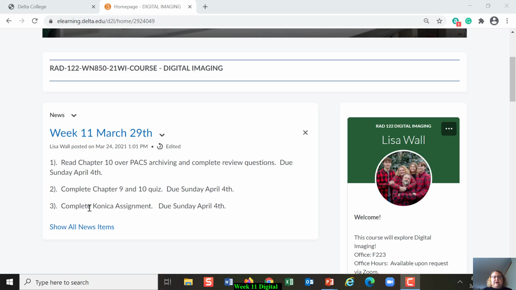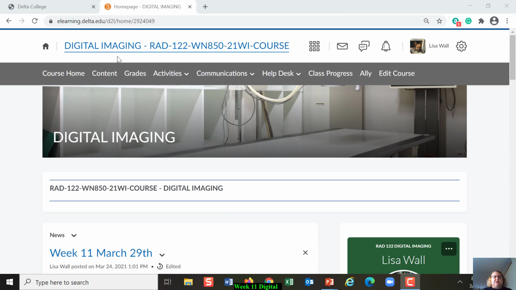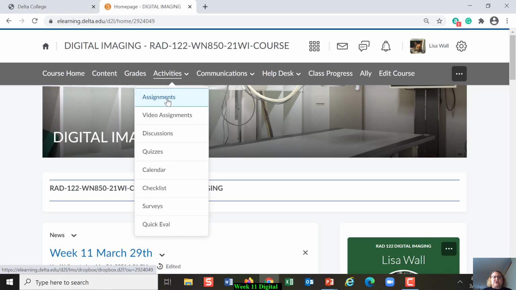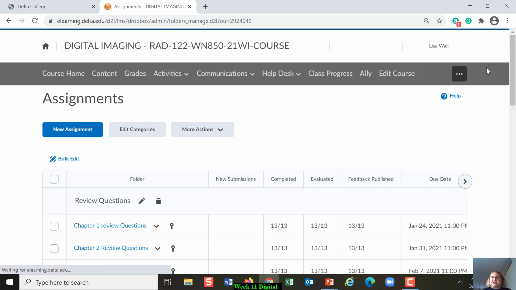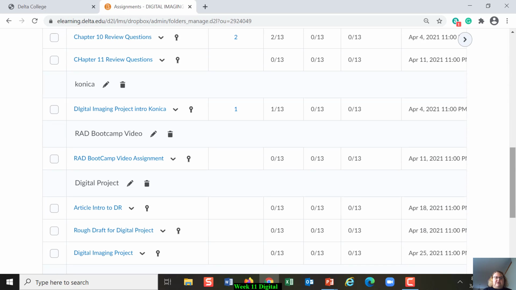And there is also a Konica assignment. So I want you to start taking a look ahead at your project. Last week you should have started to take a look at what those requirements were for that final project for writing your memo. And I want you to start getting familiar with some of the other pieces of equipment other than Fuji and Delworks that we're using in lab.